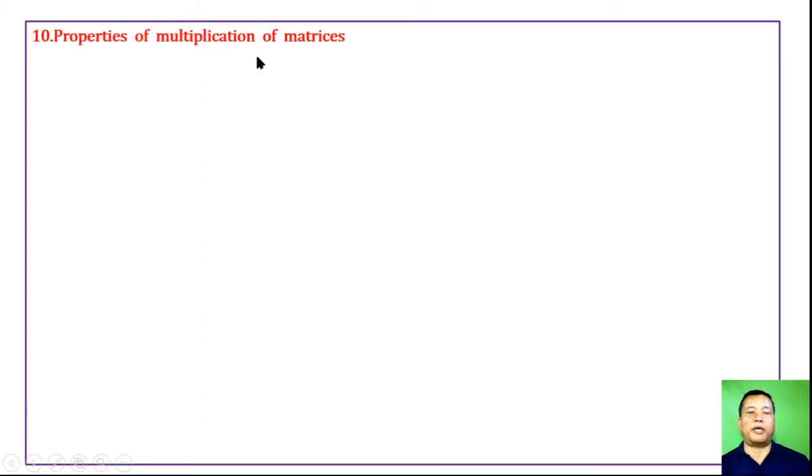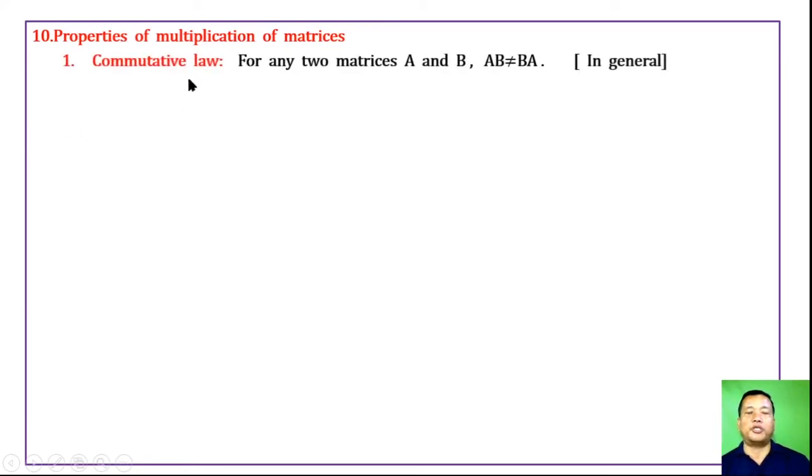Properties of multiplication of matrices. Commutative law: for any two matrices A and B, the product AB does not equal the product BA in general. Sometimes it is equal, but in general it is not equal. Matrix multiplication products AB and BA in general do not satisfy the commutative law.